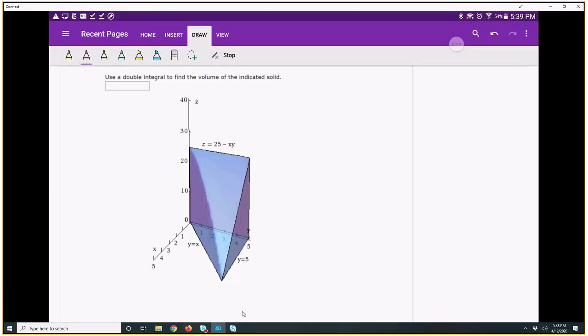In this video, the problem we're going to solve tells us to use a double integral to find the volume of the indicated solid. So let's first recall that our formula for volume is integration over the region, function of xy, integrated with respect to the area.